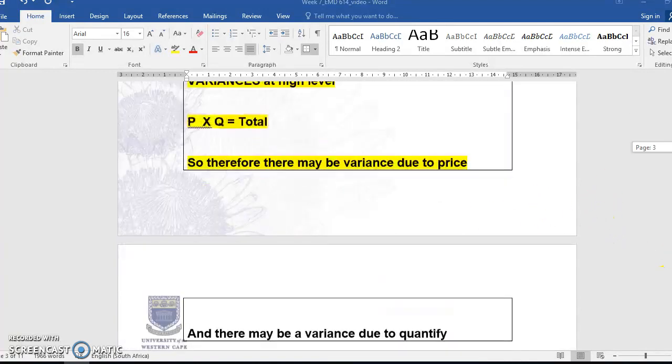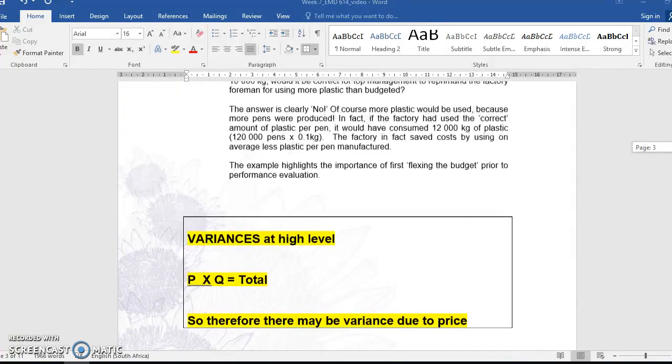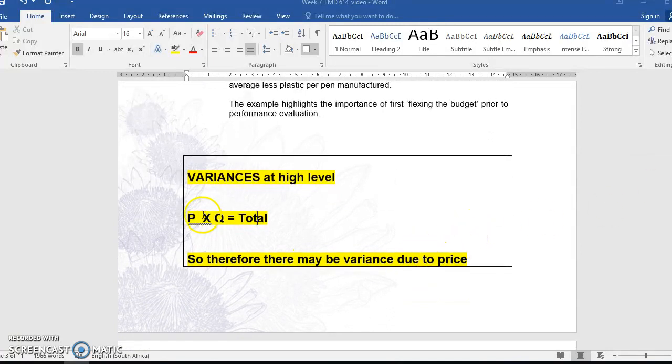So if we really think about it, we may get variances due to price. So in other words, the price we actually pay for something may differ to the price we thought we were going to pay, which is our budget. So the difference between the budgeted price, which is known as the standard, and the price that we actually pay would be a variance, known as the price variance.